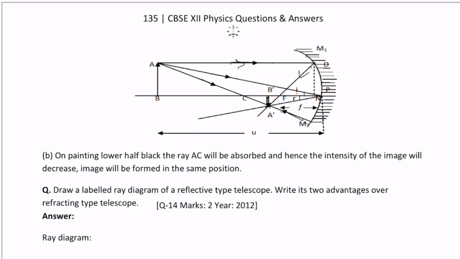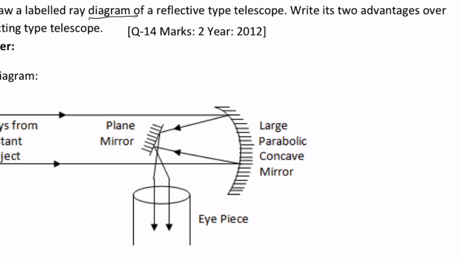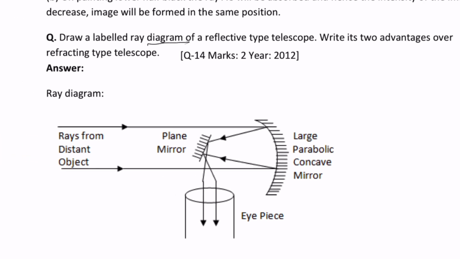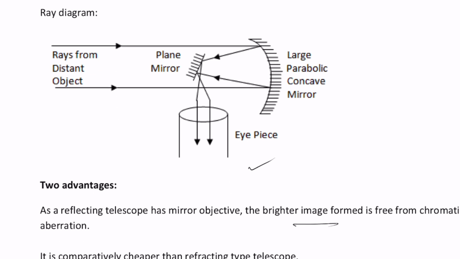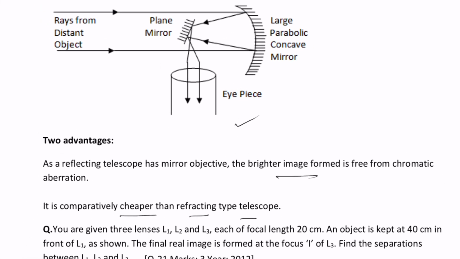That's all. Now draw the labelled diagram of a reflecting type telescope. So already we have done it. Two advantages of that we have also discussed. Another advantage is that it is cheaper than the refracting type telescope.